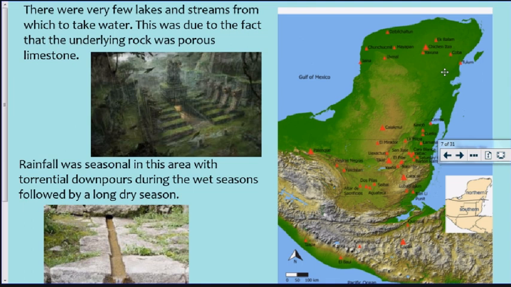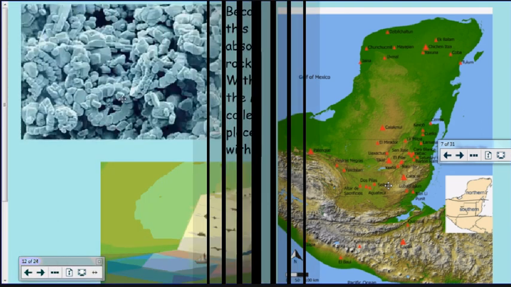Rainfall was seasonal in this area. We also learnt that the southern lowlands in the rainforest area had rain within specific months of the year, with torrential downpours during the wet seasons, followed by a really long dry season.